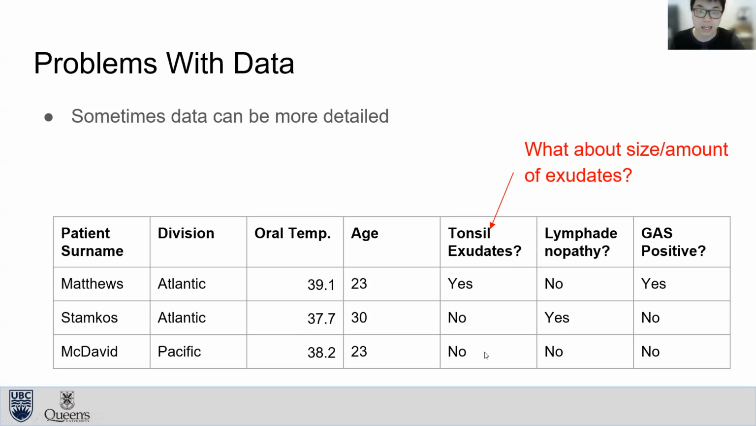So the tip for your data set when you're preparing is try to have as much detailed data as possible. Continuous data is amazing. Machine learning loves continuous data. For instance, oral temperature or even age. It's much better than whether their lymph nodes are inflamed or not.